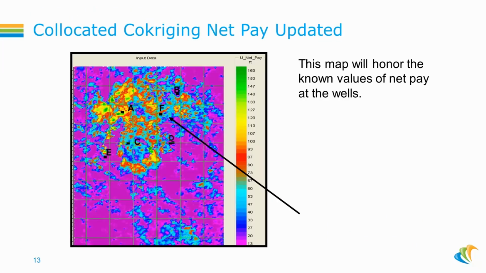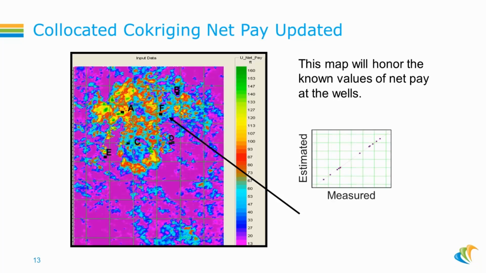As a result, I come up with a better map. This was the map derived using collocated co-kriging. And this map will actually honor the known values of the net pay at the well location. So measured and estimated values are exactly honored. And if I do a blind well test, the predicted value was 73 feet of pay, while the measured value was 77 feet of pay.